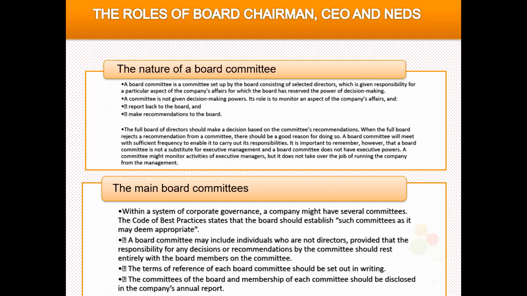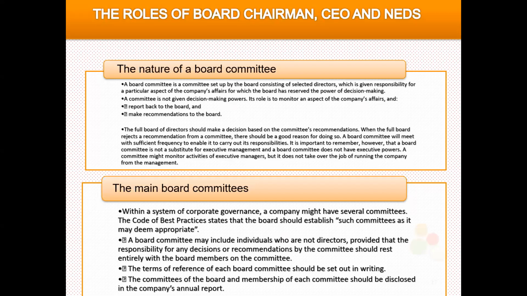A board committee will meet with sufficient frequency to enable it to carry out its responsibilities. It is important to remember, however, that a board committee is not a substitute for executive management, and a board committee does not have executive powers. So what are we saying here? When we are looking at the twin roles, decision-making and monitoring, the committee does not have decision-making powers. Please know that. It is just a committee.